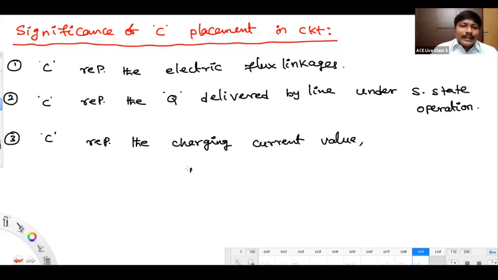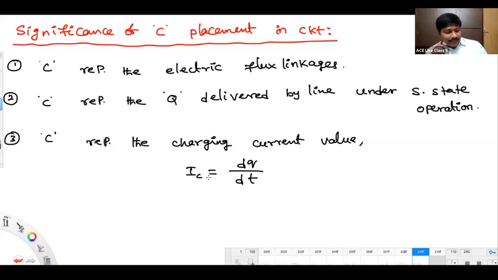Okay, the charging current formula is nothing but the rate of change in the electric flux linkage, dq by dt. That's the charging current. I will discuss the formula for charging current, reactive power delivered and all at the end of the capacitance calculation. Okay, so let's move ahead.